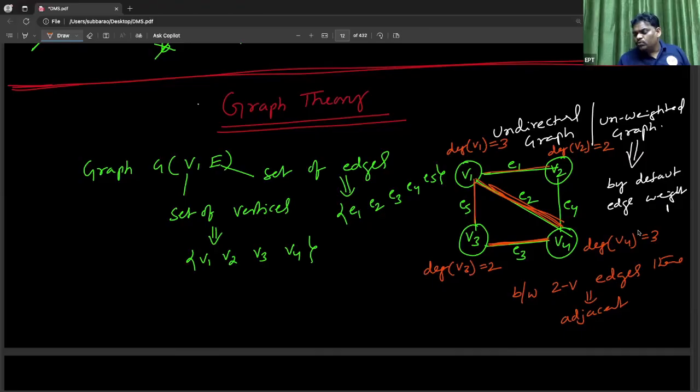Degree of V2 is 2. Degree of V3 is 2. Degree of V4 is 3. Is there anyone who is having any doubt till now? Do you have any doubt till now?